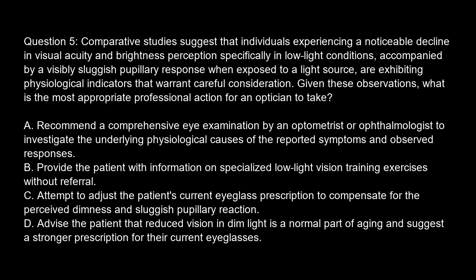Option A. Recommend a comprehensive eye examination by an optometrist or ophthalmologist to investigate the underlying physiological causes of the reported symptoms and observed responses. Option B. Provide the patient with information on specialized low-light vision training exercises without referral. Option C. Attempt to adjust the patient's current eyeglass prescription to compensate for the perceived dimness and sluggish pupillary reaction. Option D. Advise the patient that reduced vision in dim light is a normal part of aging and suggest a stronger prescription for their current eyeglasses.